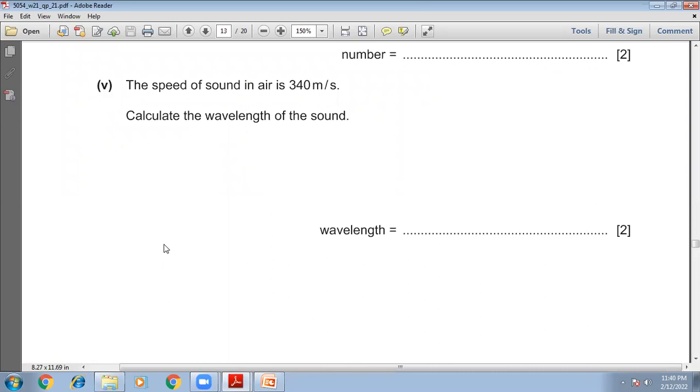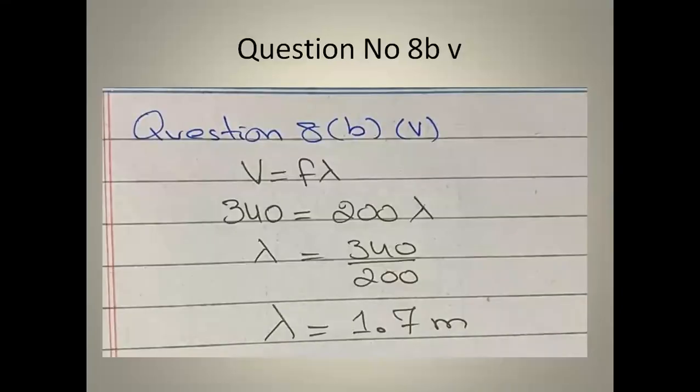We know that v equals f lambda. We know that v is 340 meters per second. We know f, and we can find lambda, the wavelength. Let me show you. It's a 2 marks numerical. Okay, so v equals f lambda. 340 meters per second is the speed. The frequency is 200 hertz. And lambda is the question. So lambda will be 340 divided by 200, which is 1.7. So the wavelength is 1.7 meters.